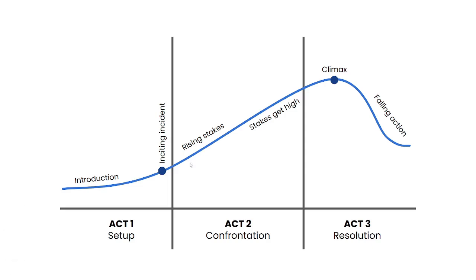So as we write, the stakes get higher. We keep the reader through. As they start to get comfortable, you jack up the stakes. You make it even more stressful. You push them through and through and through. Then you get to the climax. Okay, why do we need a climax?